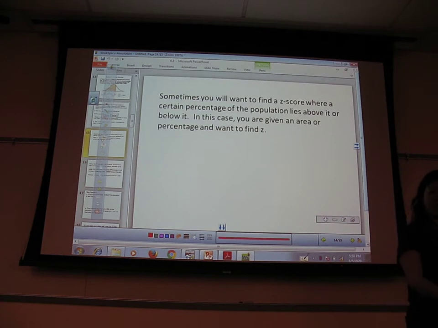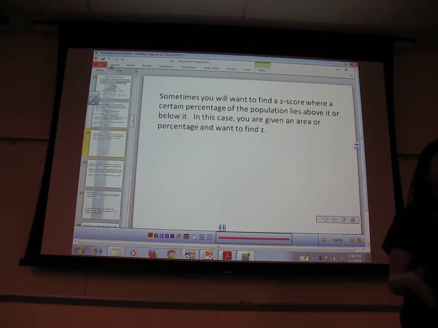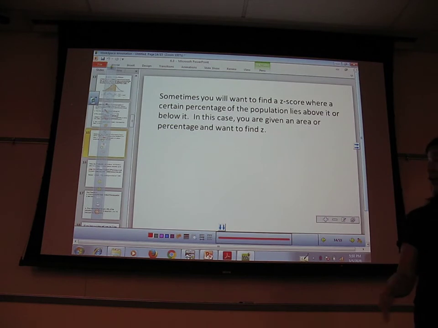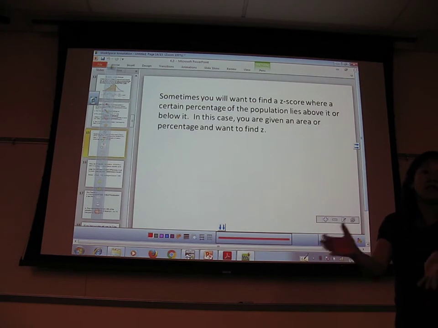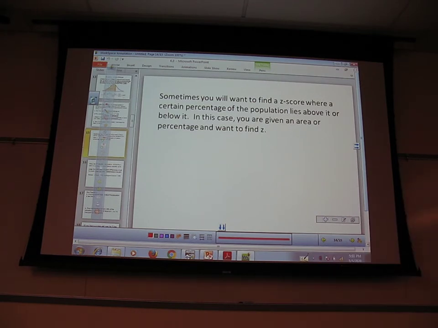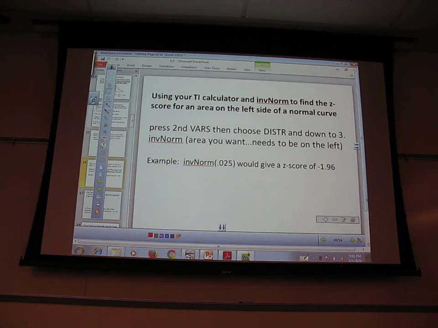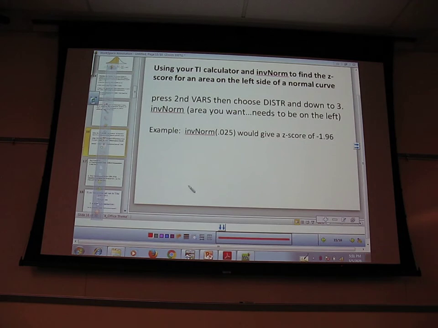But I can't just say, hey, you small children, I have to tell them which ones should be in that section. You know what I'm saying? So I need to figure out what the bottom 20% of all weights of peaches is. So here, it's going to be a little bit different. We'll use inverse norm with our TI calculator to find this z-score for an area on the left side of a normal curve. So we talked about this a little bit last class.